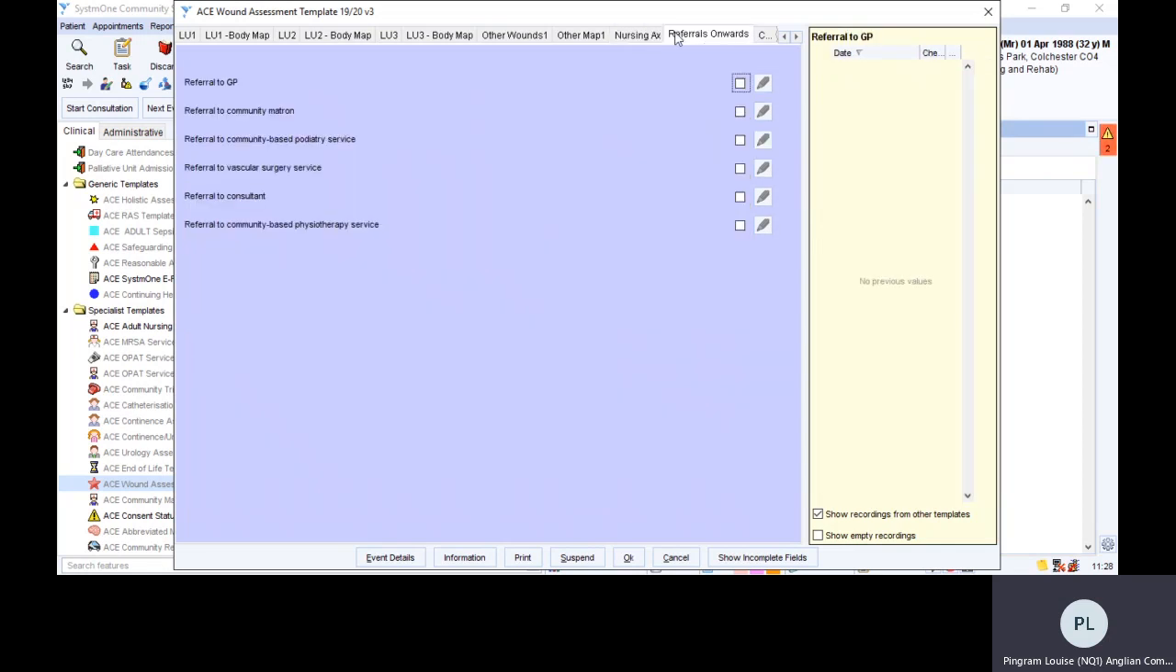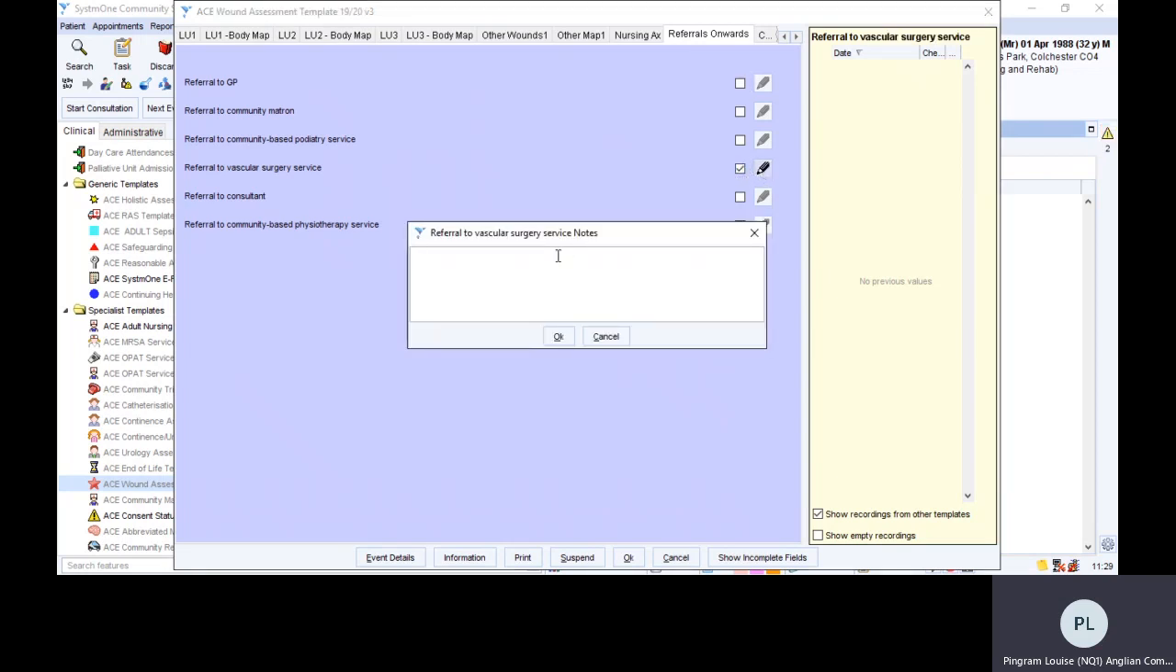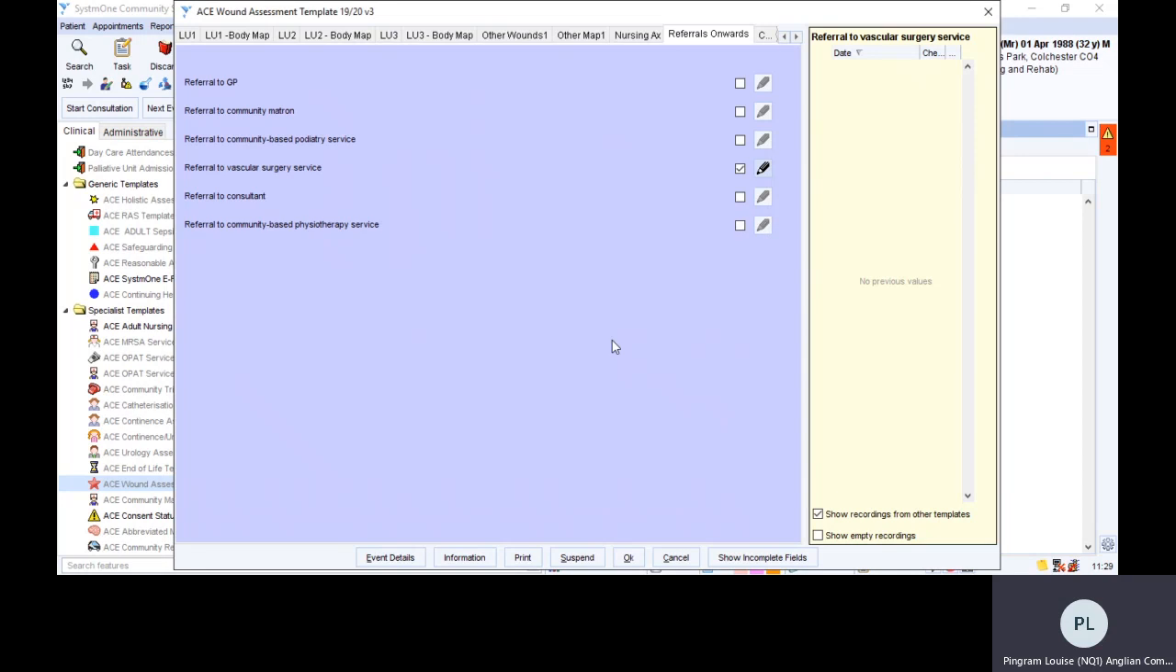There is then just referrals forward so that you can evidence that you have referred this patient onwards. So doing a referral to the vascular team and writing why that has been done. So linking that to your Doppler assessment, to the fact the patient had monophasic pulses, just writing that you've referred that patient and that is logged in there.